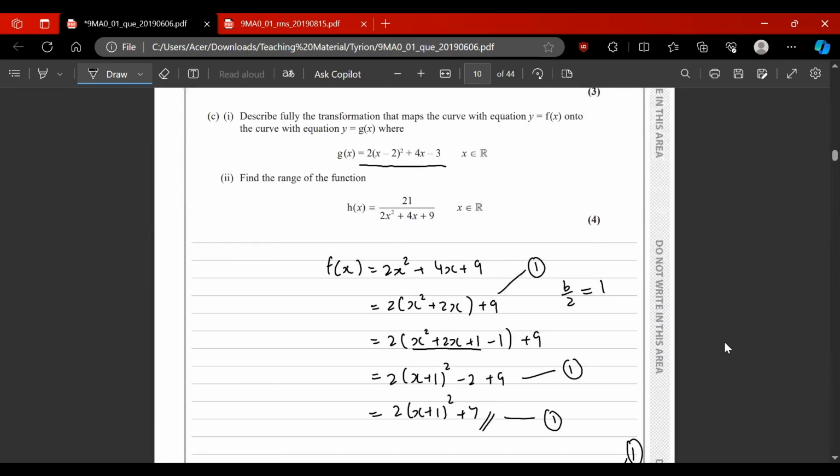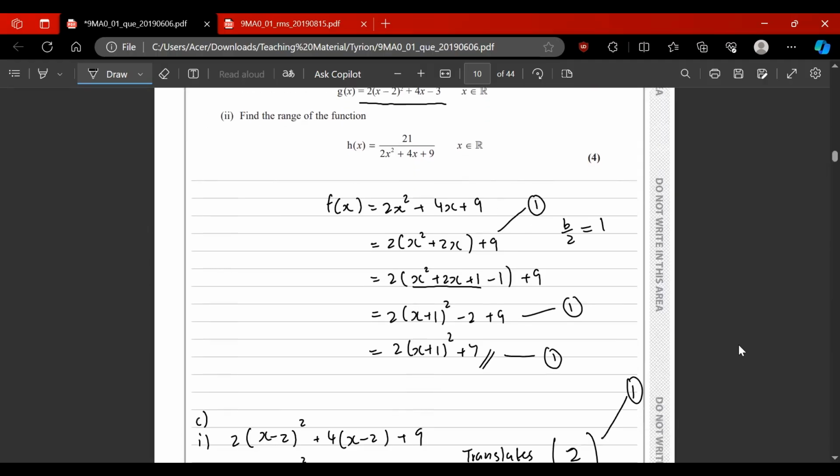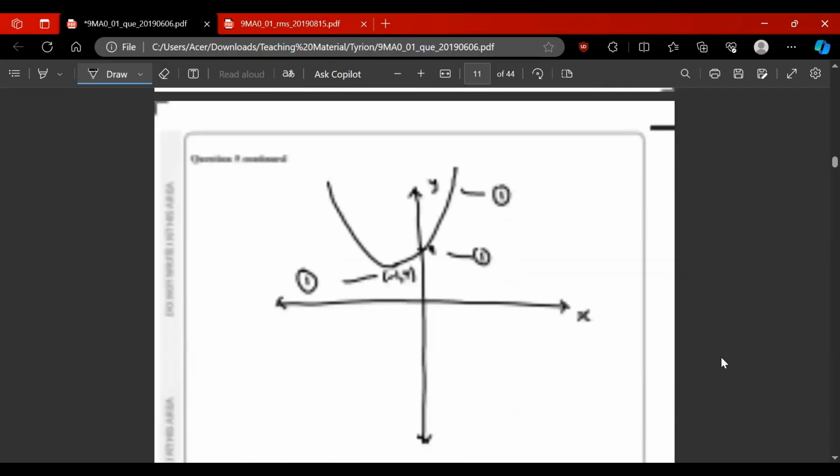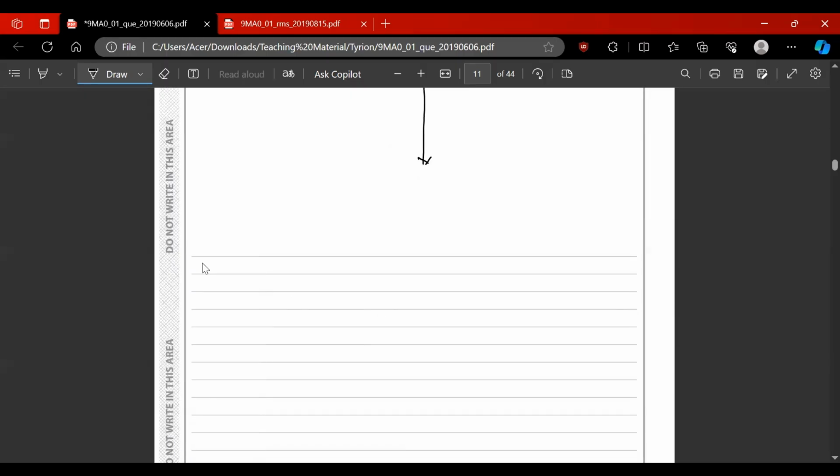Then in part 2 here, we are asked to find the range of the function h(x) = 21 over 2x² + 4x + 9. So this is basically f(x) in the denominator. So what we need to do is write the completed square form in our h(x), right over here.